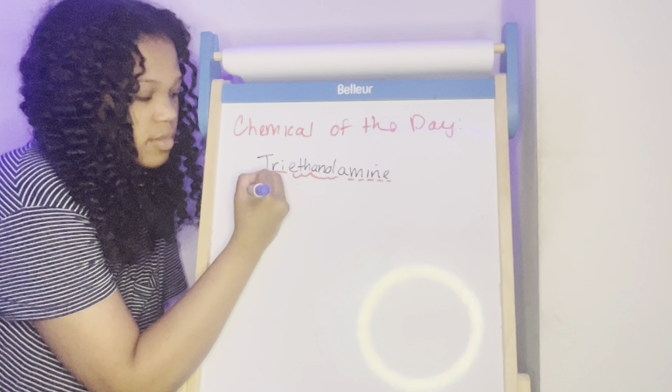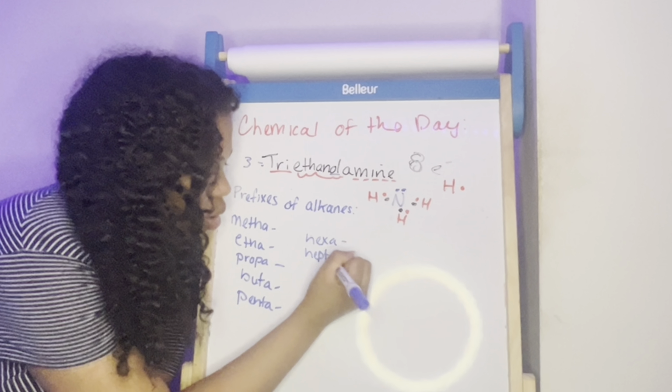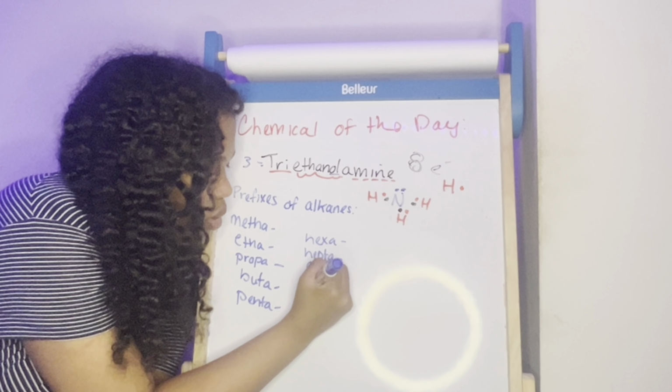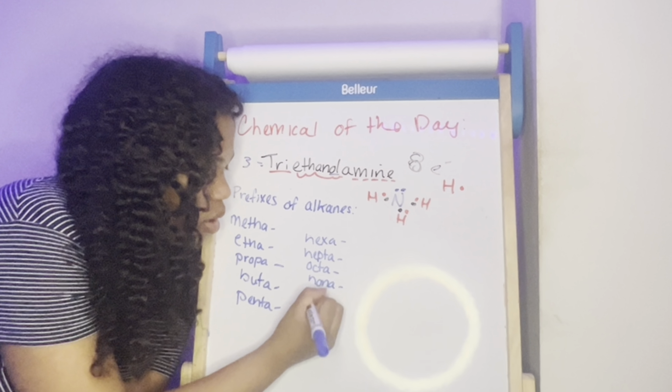So we have metha, etha, propa, tetra. No, buta. Buta, penta, hexa, hepta, octa, nona, deca. And I'm just gonna go through and write all the numbers.